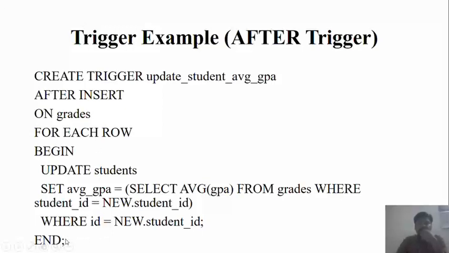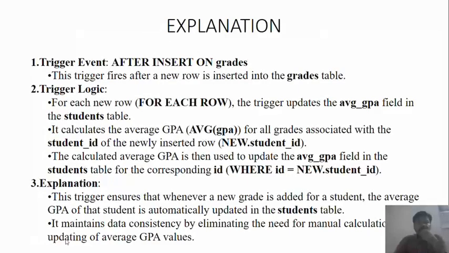You can see this trigger occurs only after the trigger statement. That is, it is an example for the after trigger. So the explanation: trigger event is after insert on grade. So the trigger fires, that is, the trigger is executed after a new row is inserted into the grade table. So once the row is inserted, then the trigger will come into action.